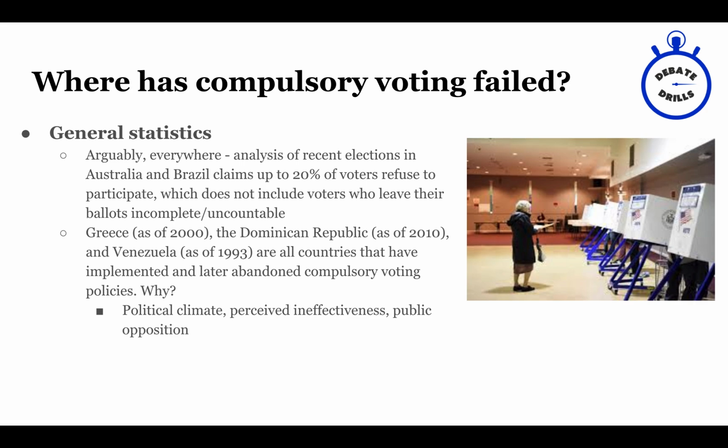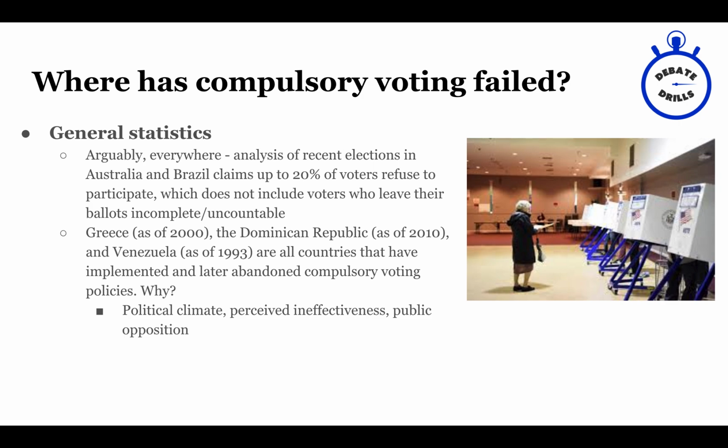Analysis of recent elections in Australia and Brazil, using our earlier example, claims that up to 20% of voters refuse to participate. So these are the folks who abstain, but this number doesn't actually include voters who leave their ballots incomplete or whose ballots are actually uncountable. So the turnout number just speaks to how many people submitted ballots.